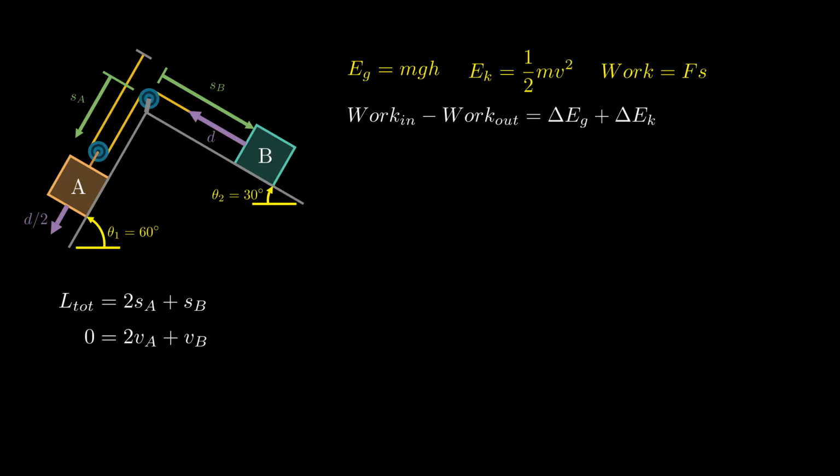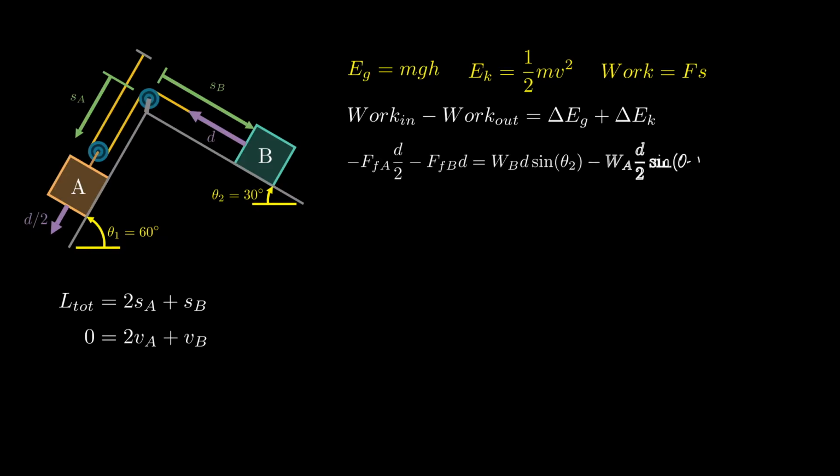For simple dynamics problems like these, we can say that the work in minus the work out is equal to the total change in gravitational potential plus the change in kinetic energy. You can think of the left side as the total net work entering the system, which changes the overall energy of the system that's on the right side.